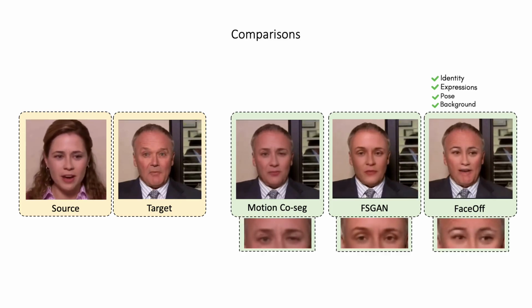We show one more example with cross-gender. Despite the drastic change in the overall face structure, FaceOff successfully swaps both the identity and the source expressions in a coherent manner. Unlike FaceOff, the existing models fail to fully swap the identity and have unnatural eye movements.